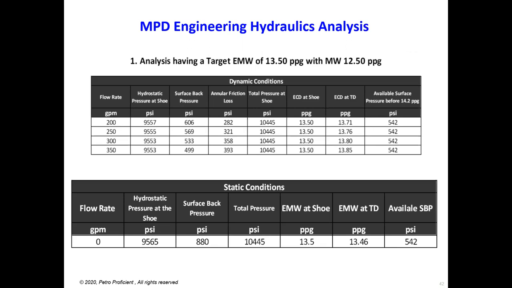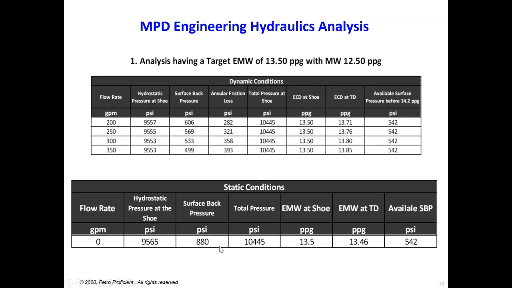So in a typical planning process, this is how you would plan. You start with your mud weight, that is 12.5 PPG. You set your target, that is 13.5 PPG. Now in this case, your target is at the casing shoe. And then you plan your systems accordingly. Now this was a dynamic condition. In static condition, your flow rate is zero. Your hydrostatic pressure at shoe needs to be the same, because you don't want to change the pressure fluctuation in the hole. So you need to have the same pressure.